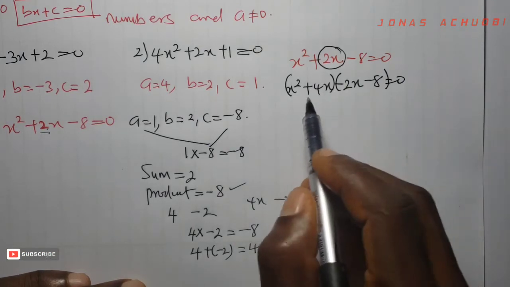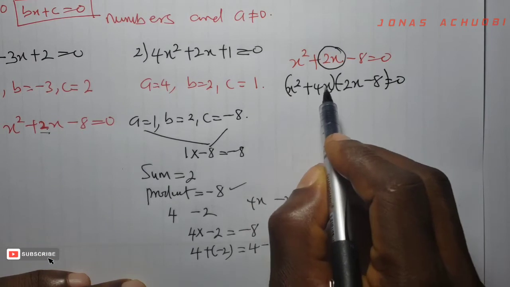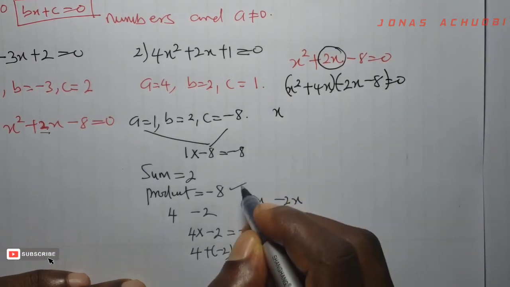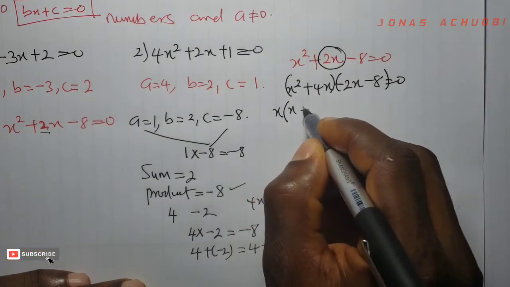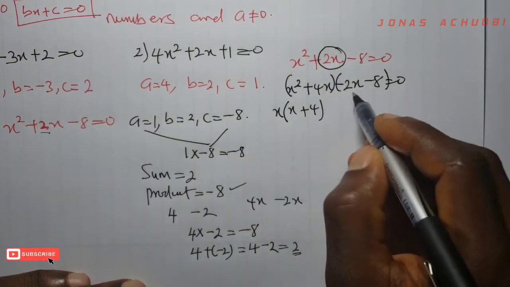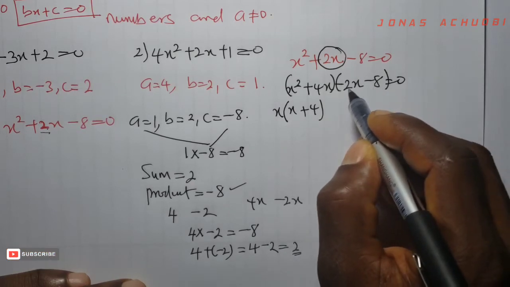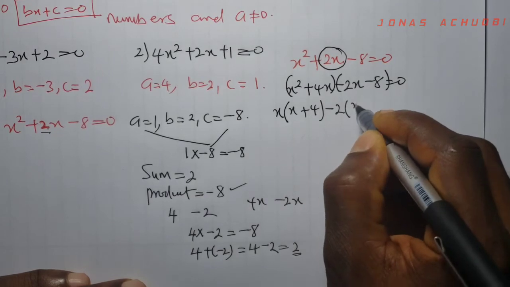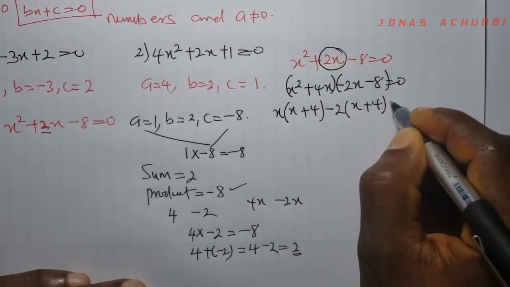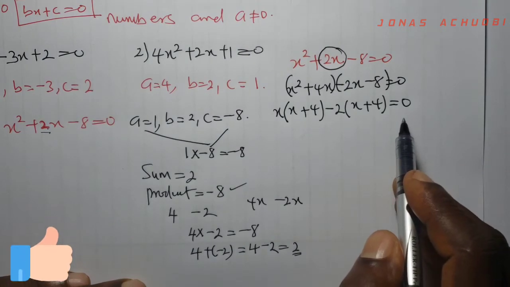So for the first pair, what is a common factor? This is x squared, this is 4x, so x is certainly a factor. If you factorize x, what is left? We have x plus 4. In the second bracket, we have negative 2x minus 8. 2 is a factor of 8. So we factor out minus 2, and we have x plus 4 equal to 0. Now let us check to see if our factorization is correct.